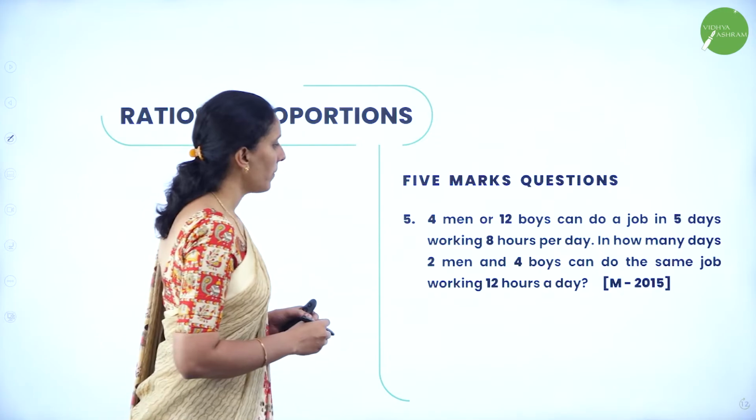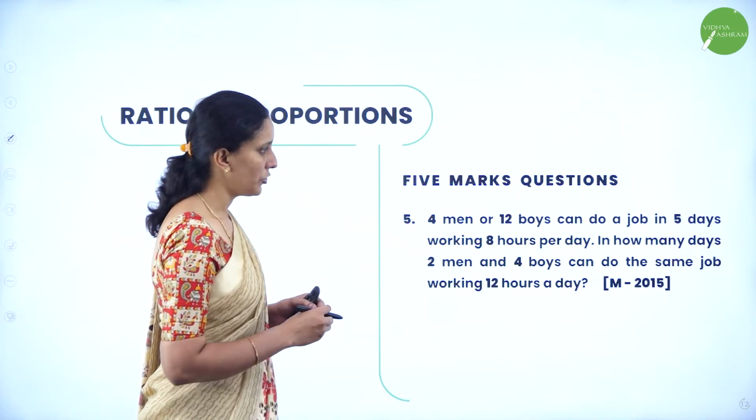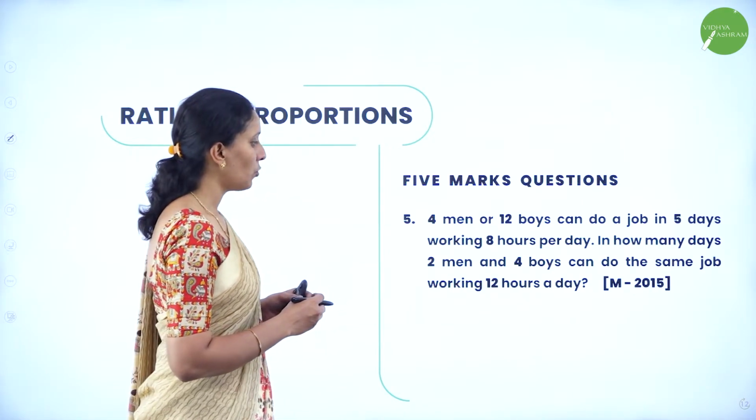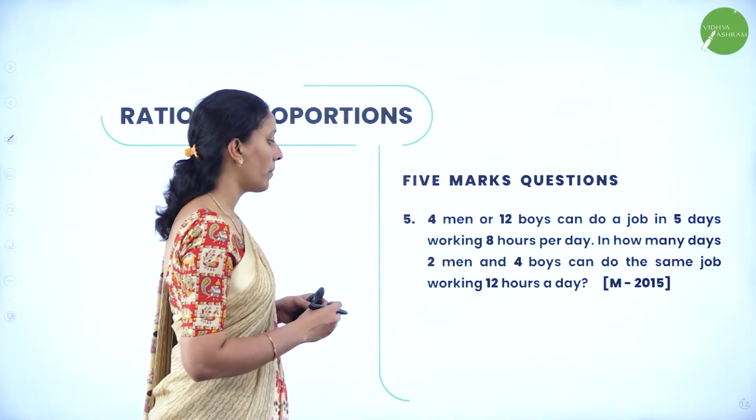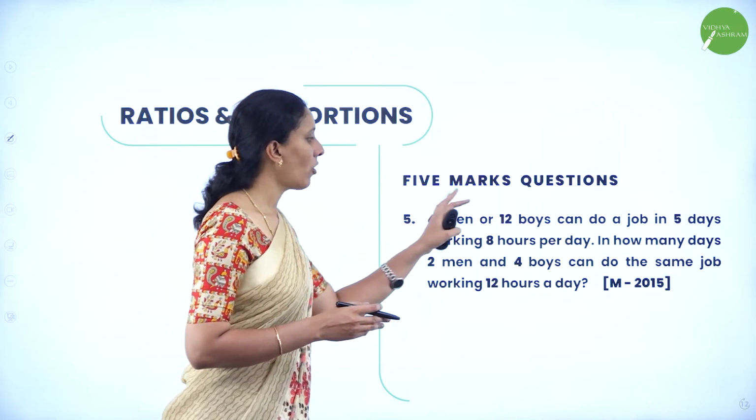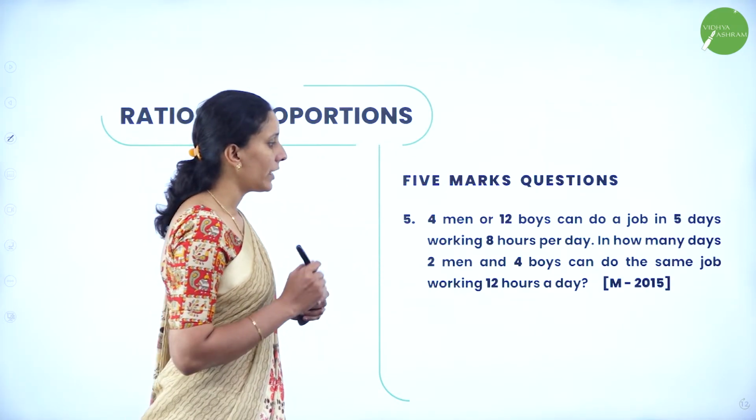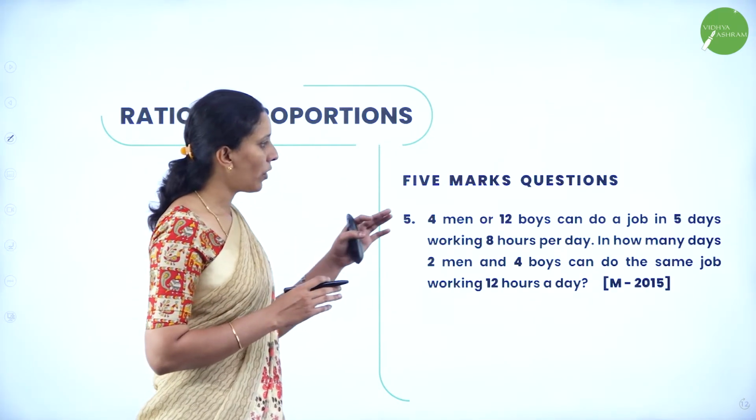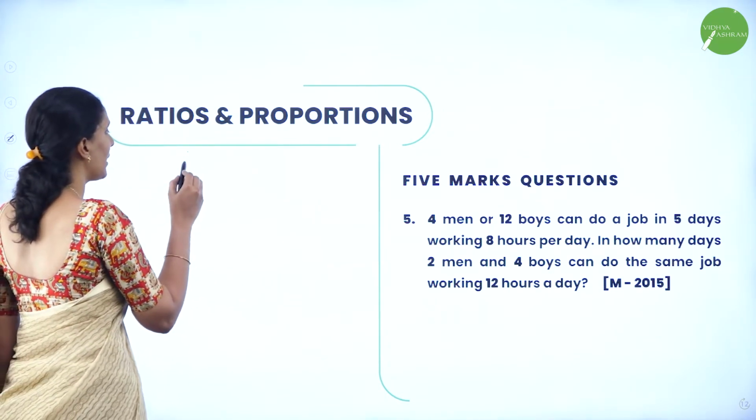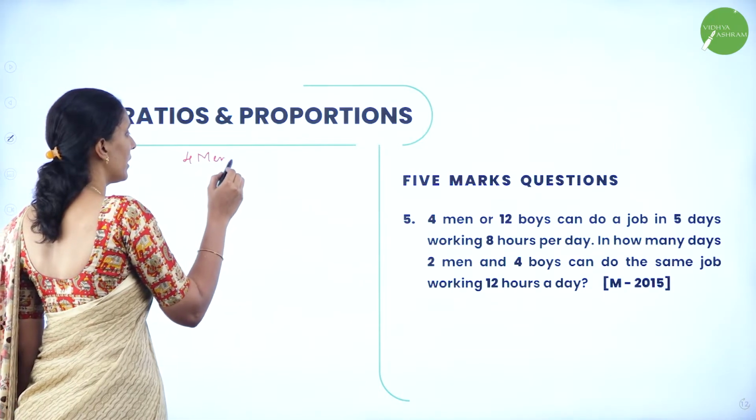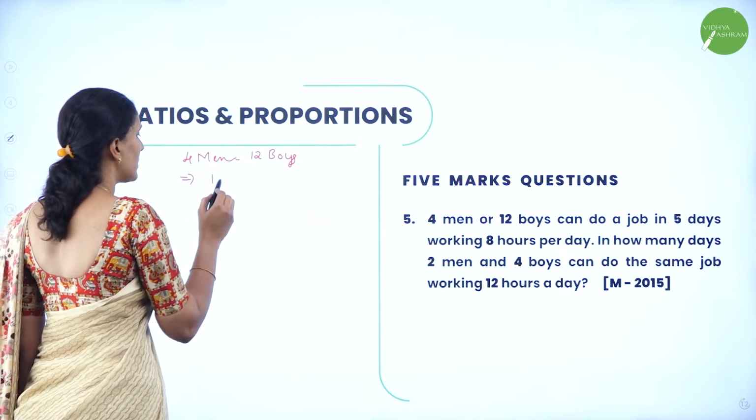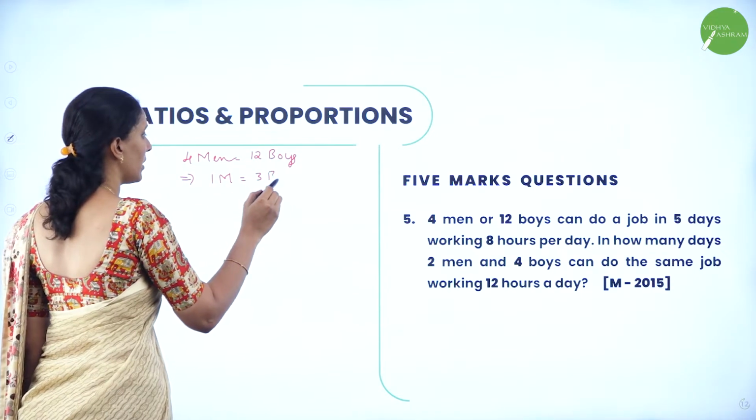So let's see. 4 men or 12 boys can do a job in 5 days, working 8 hours per day. In how many days can 2 men and 4 boys do the same job, working 12 hours a day? So the job is the same here. They have given 4 men or 12 boys. So that means 4 men working 5 days for 8 hours or 12 boys working 5 days for 8 hours are one and the same. So from the data I can write here 4 men is nothing but 12 boys, which is the same as 1 man is equal to 3 boys.